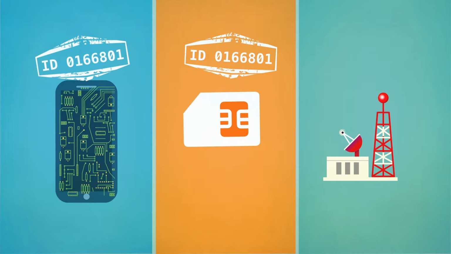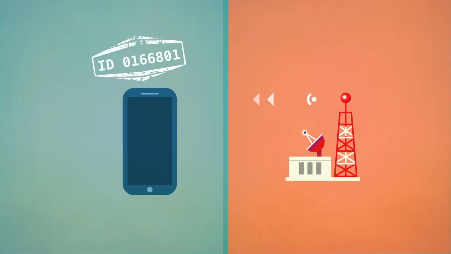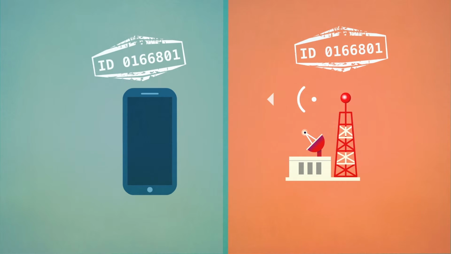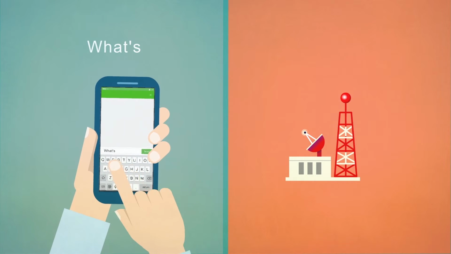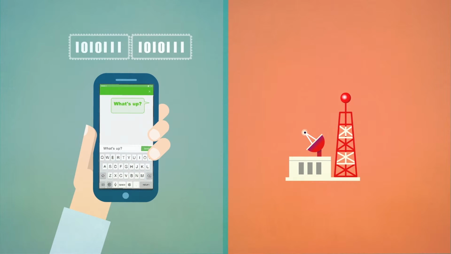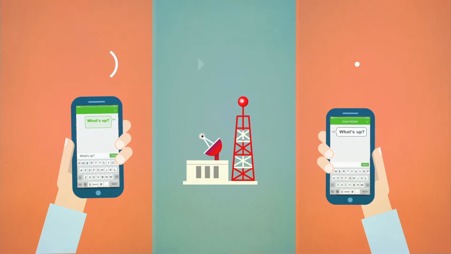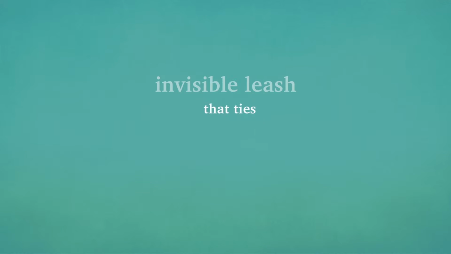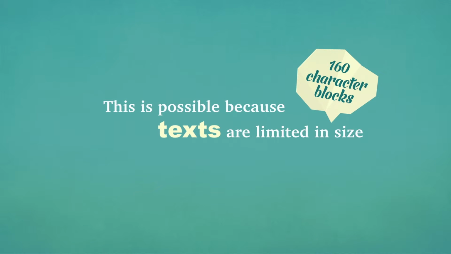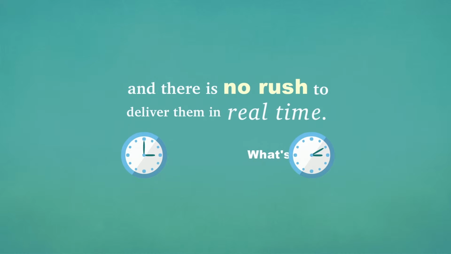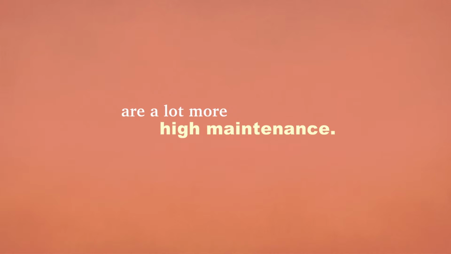When the phone is in a provider's service area, it will periodically receive a signal from the nearest base station that carries the same ID. This periodic signaling is a way to track the phone. Texting uses this always-on signaling pathway between the phone and the base station. Text messages get encoded and sent in packets of binary data to the cell tower and from there onto the destination via the network. So texting actually piggybacks on the invisible leash that ties the cell phone to the nearest tower. This is possible because texts are limited in size and there is no rush to deliver them in real time.